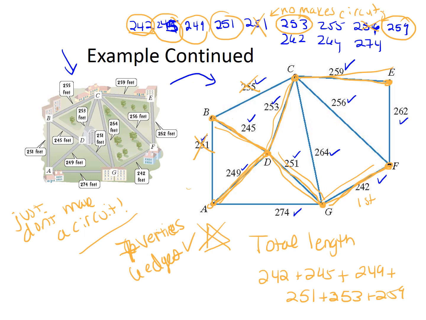242 plus 245, 249, 251, 253, 259. 1,499, and then put units on there. That was feet. 1,499 feet of sidewalks.